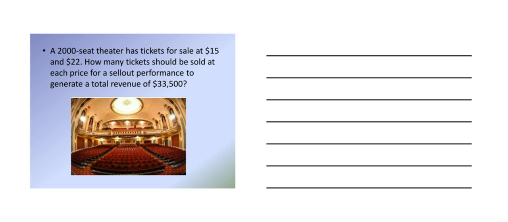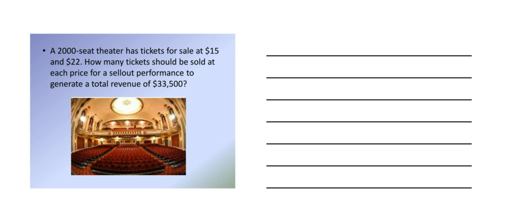A 2,000 seat theater has tickets for sale at $15 and $22. How many tickets should be sold at each price for a sellout performance to generate a total revenue of $33,500? So let's read it again.